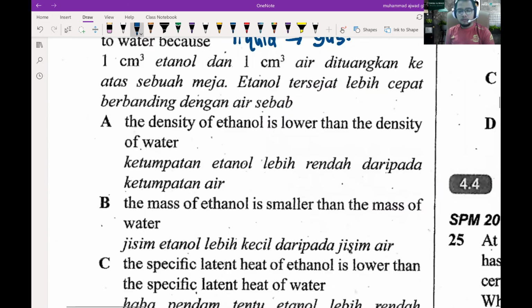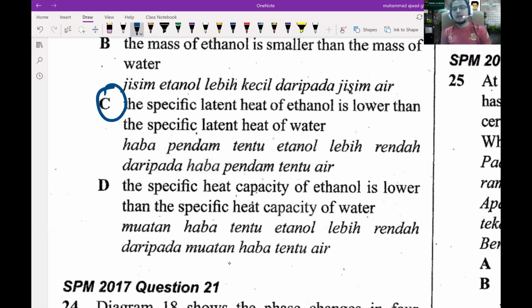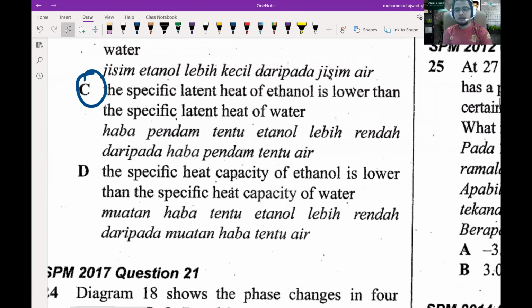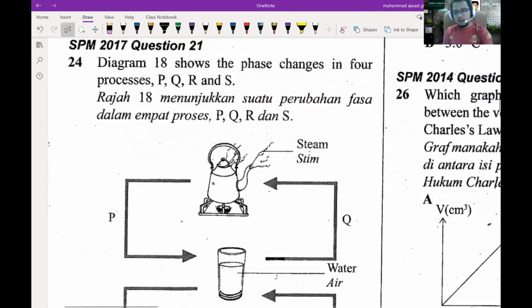Maknanya ethanol from liquid of ethanol, dia nak jadi gas, dia perlukan only small amount of heat, and that heat kita panggil sebagai specific latent heat. So the specific latent heat of ethanol is lower than specific latent heat of water. So water nak jadi gas, dia kena absorb lagi banyak heat compared to ethanol. Okay, ethanol absorb sikit heat, dia dah jadi gas.